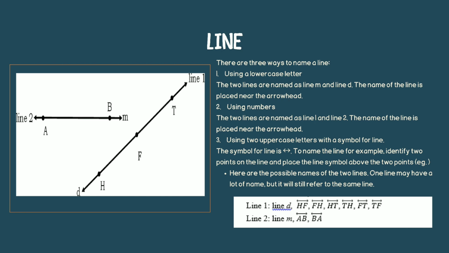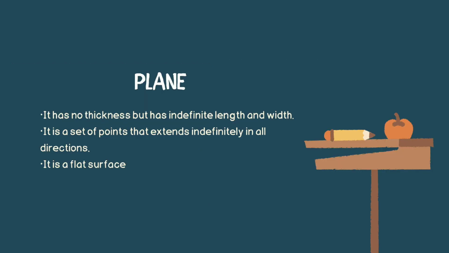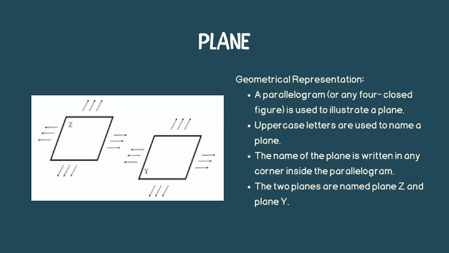Another undefined term is plane. It has no thickness but has an indefinite length and width. It is a set of points that extends indefinitely in all directions, and it is a flat surface. Here is the geometrical representation of the plane. A parallelogram or any 4-sided closed figure is used to illustrate a plane. Uppercase letters are used to name a plane. The name of the plane is written in any corner inside the parallelogram. Based on the illustration, the 2 planes are named plane Z and plane Y.